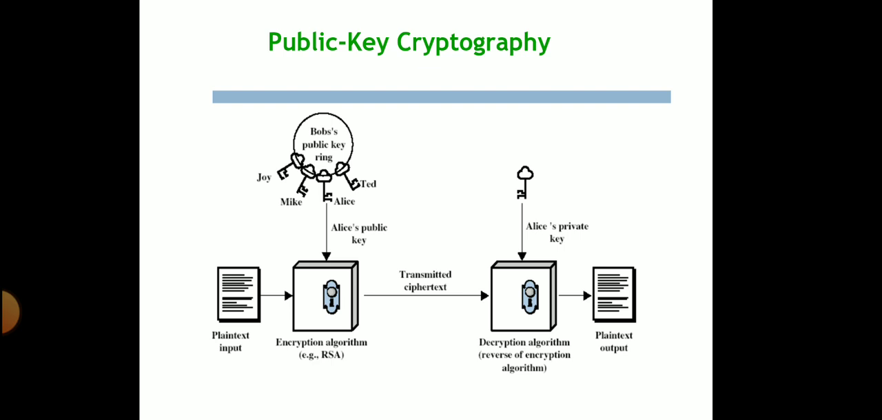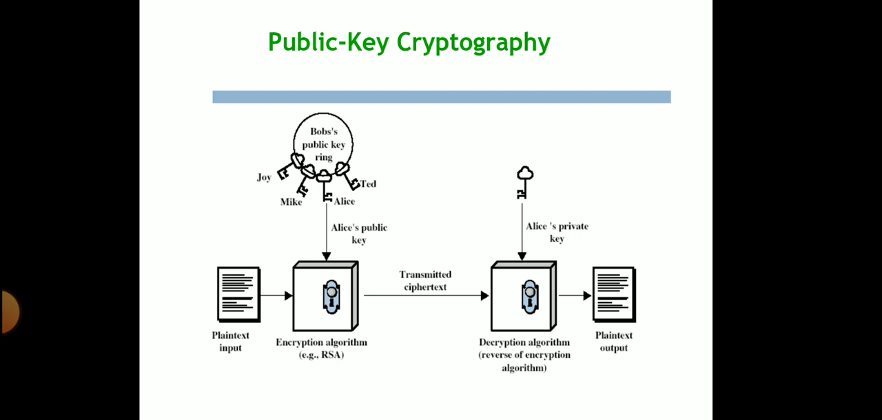In this diagram, they have explained public key cryptography. We have a plain text. This plain text is encrypted by using an encryption algorithm. In this example, they have taken the RSA algorithm for encryption. First we are going to encrypt that message by using the Alice public key.